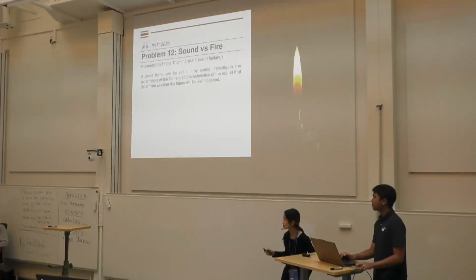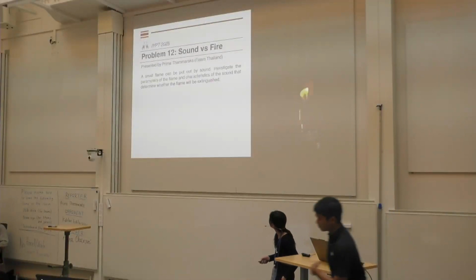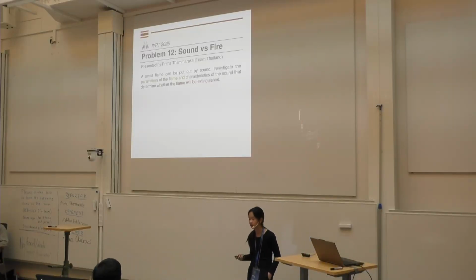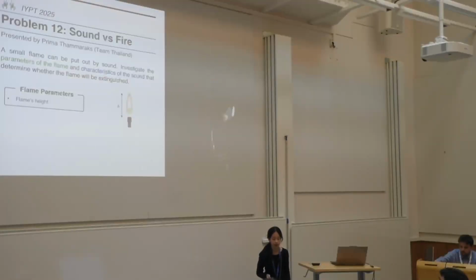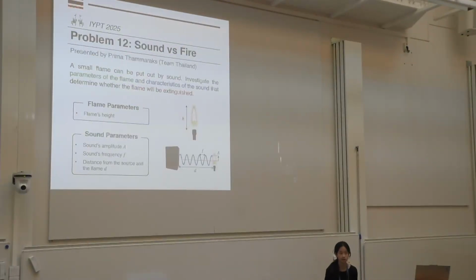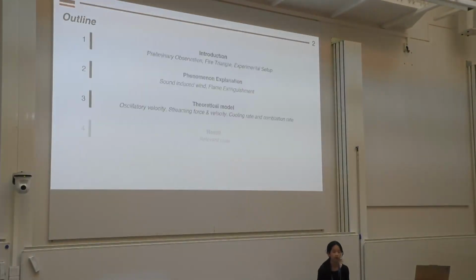Okay. Problem 12, sound versus fire. A small flame can be put out by sound. Investigate the parameters of the flame and characteristics of the sound that determine whether the flame will be extinguished. Now here are the flame parameters, the flame's height, and the sound parameters, the amplitude, frequency, and distance from the source. Now here's our outline.